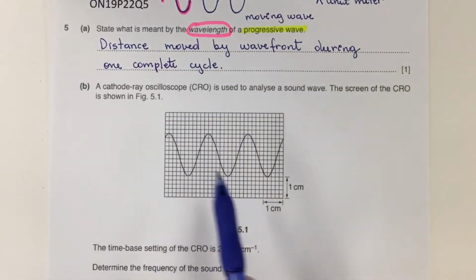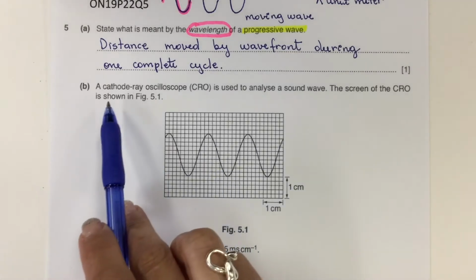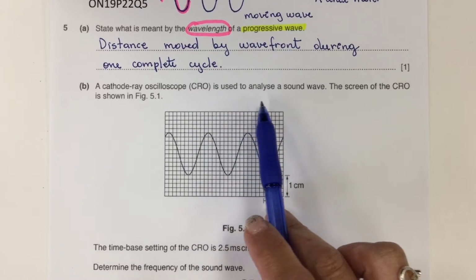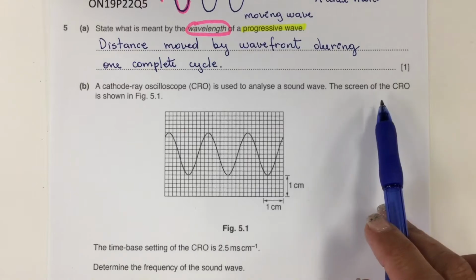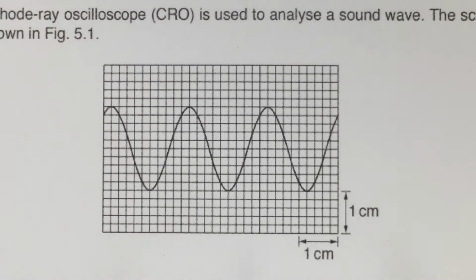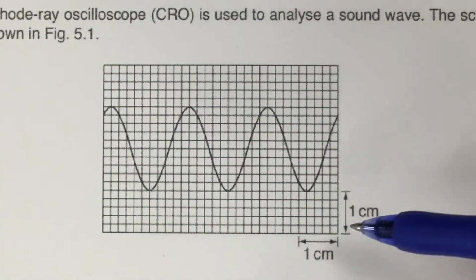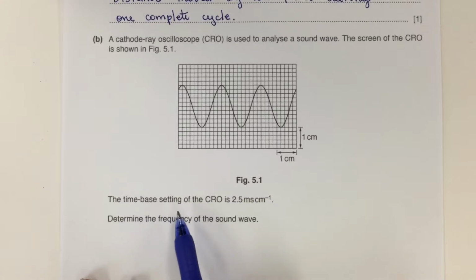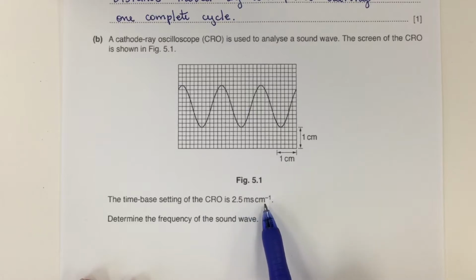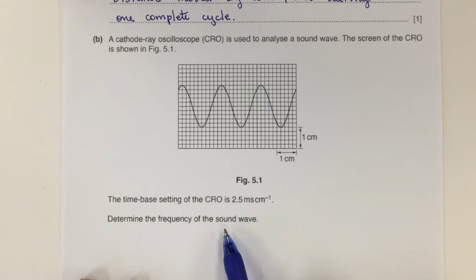Now on B is a description of this graph. A cathode ray oscilloscope, abbreviation CRO, is used to analyze a sound wave. The screen on the CRO is shown in this picture. A side note here: horizontally, 5 little tiles corresponds to 1 centimeter. Vertically, also 5 little tiles corresponds to 1 centimeter. The time-based setting of the CRO is 2.5 millisecond per centimeter. Determine the frequency of the sound wave.